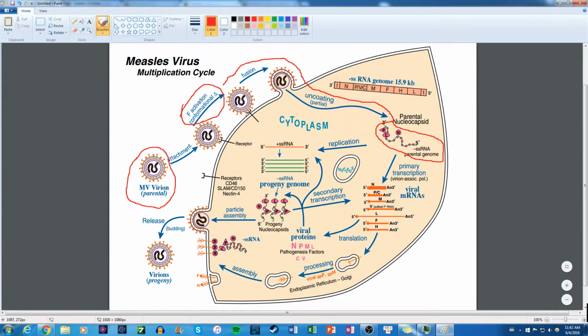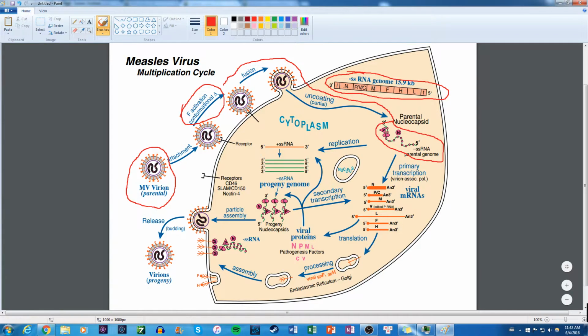And finally here's your uncoated genome, which is negative single-stranded RNA. So looking at the genome, just before we go further into the multiplication cycle, the genome is negative ssRNA, 15,000, basically 16,000 bases. It's pretty big.